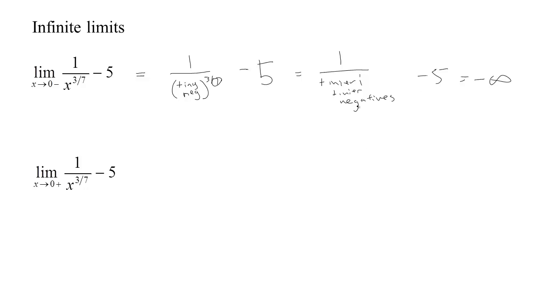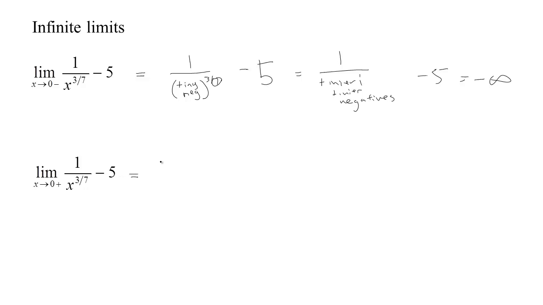Basically what we're saying is that the closer x gets to 0 from the left-hand side, the closer x sneaks up to 0, then this number becomes more and more negative. Combine that with this negative 5, and you're just going to get more and more negative. That's what the negative infinity indicates.